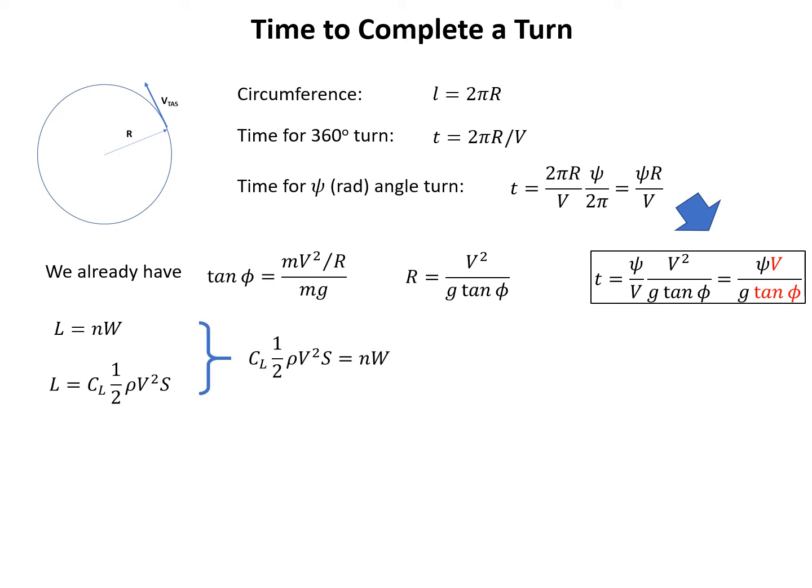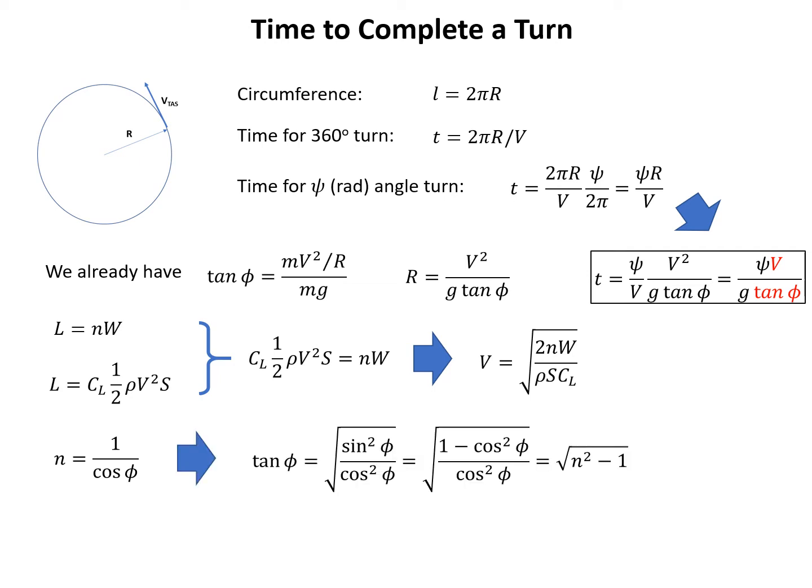We put them together, and we have the velocity equals the square root of 2 n W divided by rho S C_L. Also we know n equals 1 over cos phi, and with some manipulation we can have tan phi equals the square root of n squared minus 1. So all these are known, and then we can plug v and tan phi into the t equation.